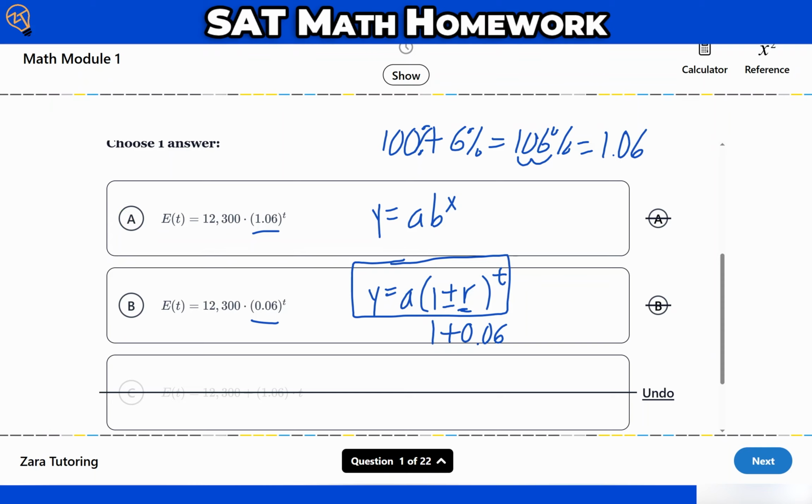If instead they said the rate were decreasing by 6%, it still wouldn't be this option because you would do 1 minus 0.06. Think about if you have $1 minus 6 cents, you now have 94 cents. So that would be the value in the quantity if it were decreasing by 6%. But since it's increasing by 6%, the correct answer is A.